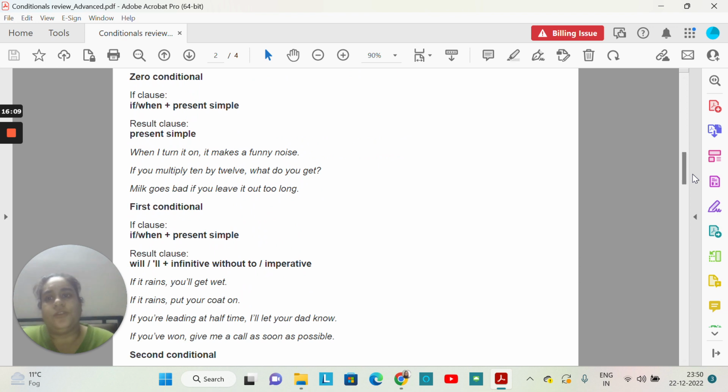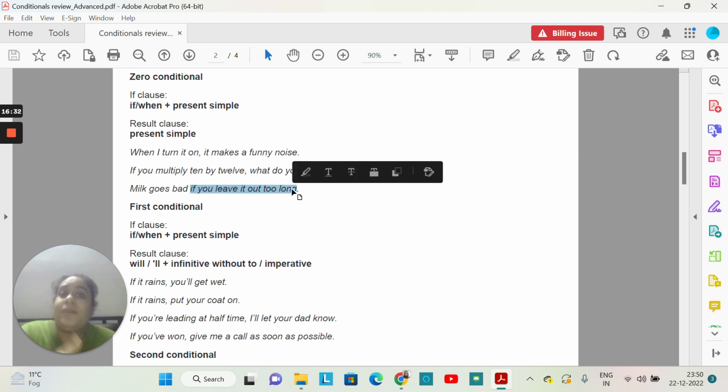Now let's look at the structure. For a zero conditional, you can have if or when. After that, you'll frame a simple present tense like I told you, and the result clause will have a simple present tense. When I turn it on, it makes a funny noise. If you multiply 10 by 12, what do you get? Milk goes bad if you leave it out too long. Please notice over here, if you leave it out too long. So I can frame my sentence the other way around also. If you leave it out too long, comma, milk goes bad.